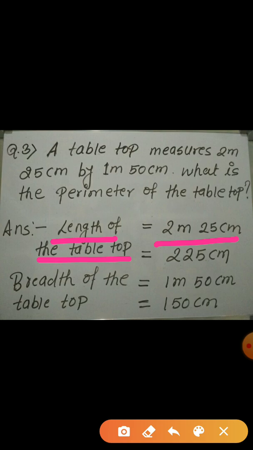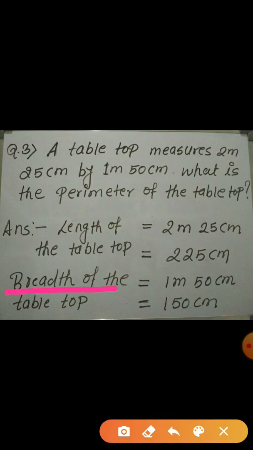But this length is given in 2 units, meter and centimeter. For solving the example, we need the measurement in 1 unit only. So we have to convert this into 1 unit only, either in meter or in centimeter. Here I am going to convert this unit into centimeter. As we know that 1 meter is 100 centimeter, so 2 meter is 200 centimeter. Now 200 centimeter plus 25 centimeter will become 225 centimeter. So the length of the tabletop is now 225 centimeter.